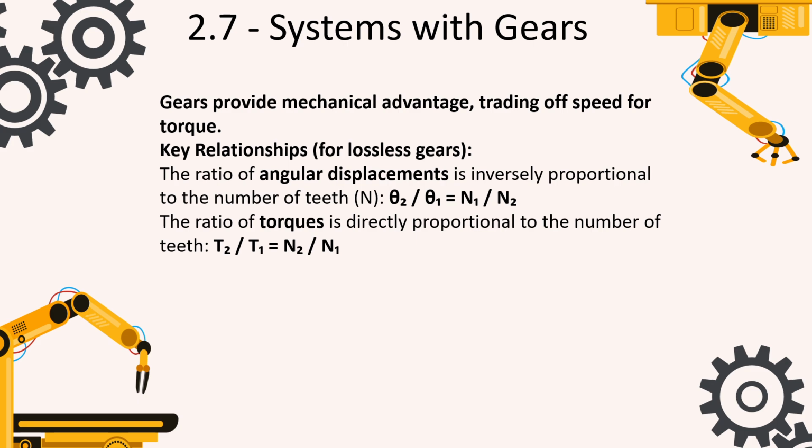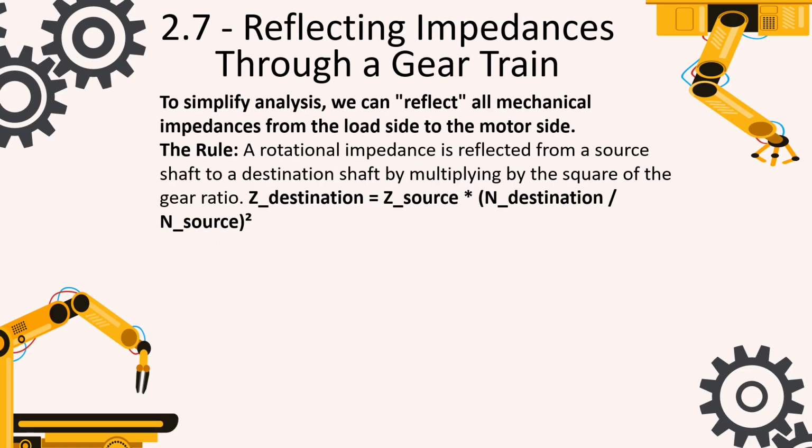A key technique for simplifying systems with gears is reflecting impedances from one shaft to another. By reflecting all the load impedances back to the motor shaft, we can analyze the entire system with a single equation of motion. The rule is that an impedance is reflected to a destination shaft by multiplying it by the square of the gear ratio, which is the number of teeth on the destination gear divided by the number of teeth on the source gear.